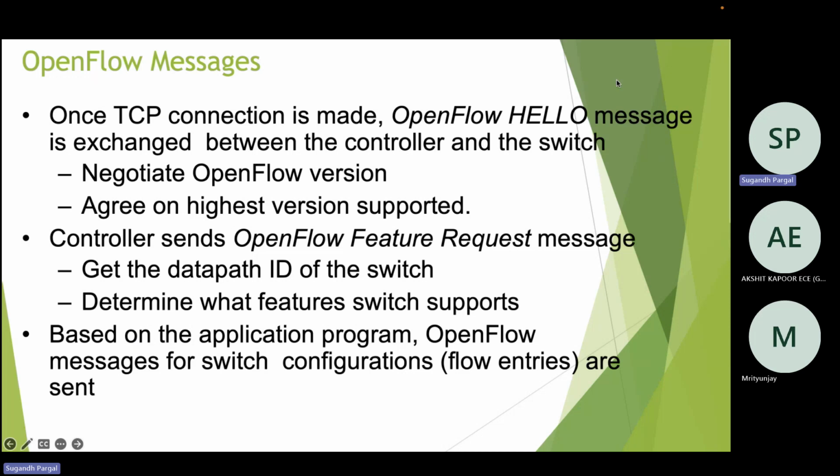So the controller sends an OpenFlow feature request message and gets the datapath ID of the particular switch. It determines what features the switch supports. So based on the application program, OpenFlow messages for switch configuration are sent.